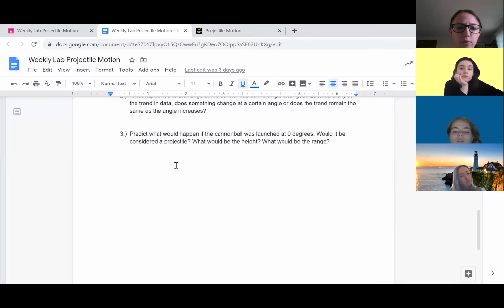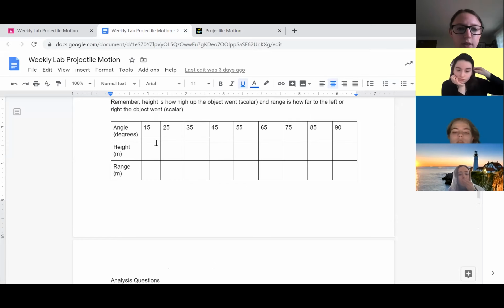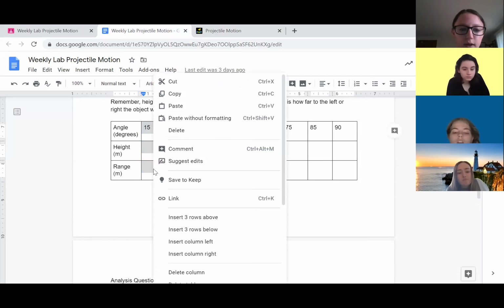Oh, and I'm sorry, I just realized that there's 15 degrees in there. You don't have to do the 50 degrees. Let me delete that column real quick.